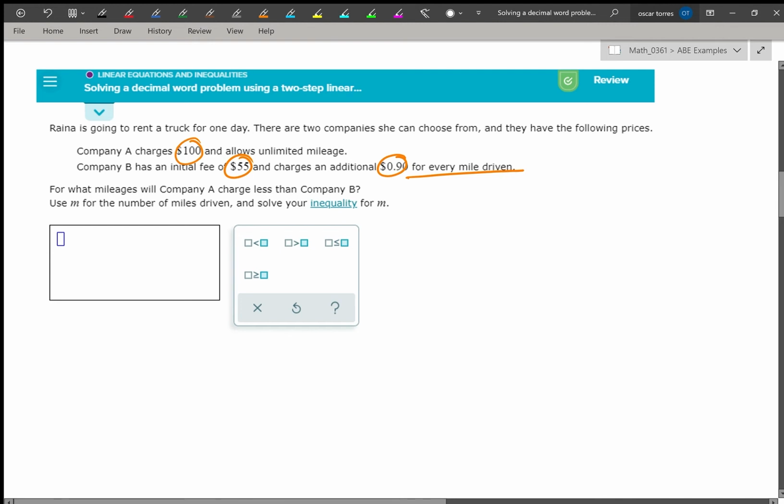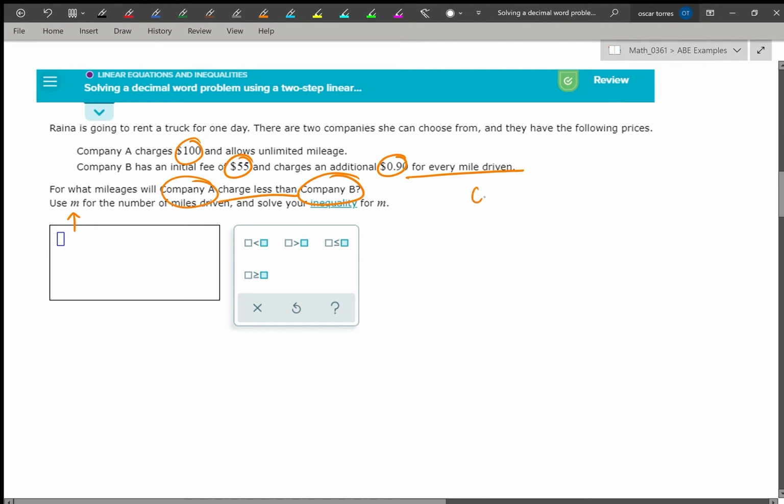The problem then asks, for what mileage will company A charge less than company B? So we know we're going to be comparing company A to company B using a less than symbol. The last thing the problem tells us is to use M for the number of miles that are actually driven.